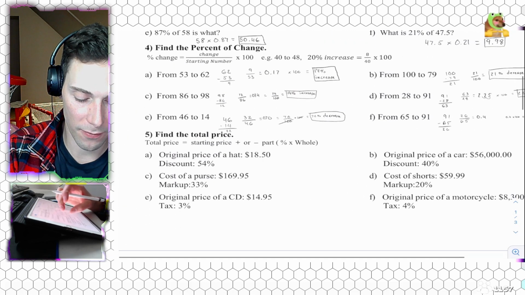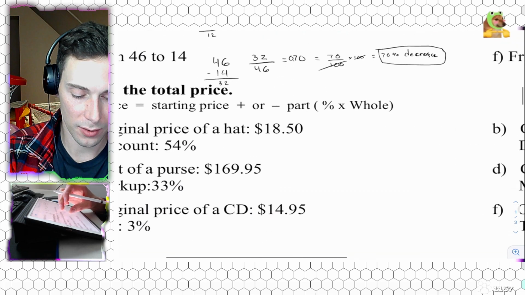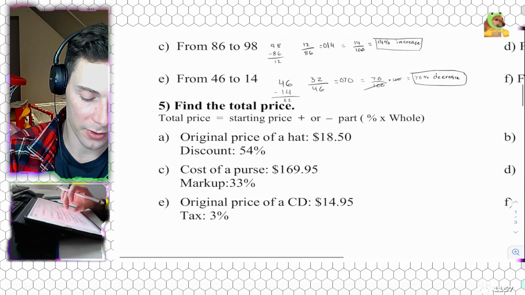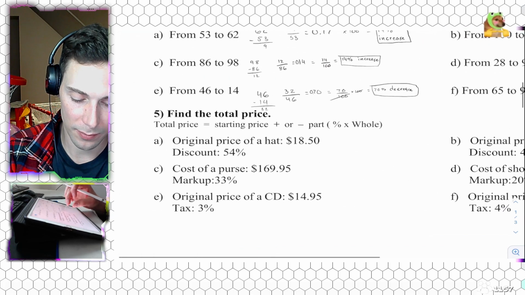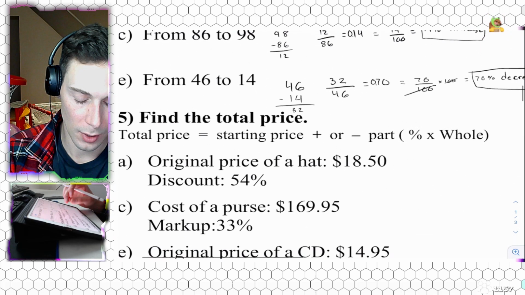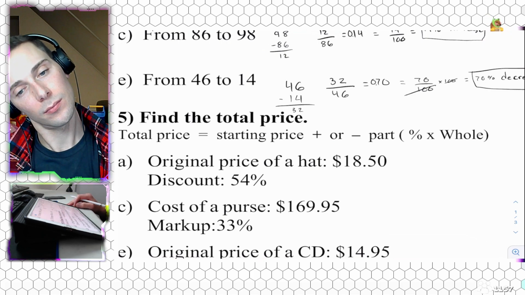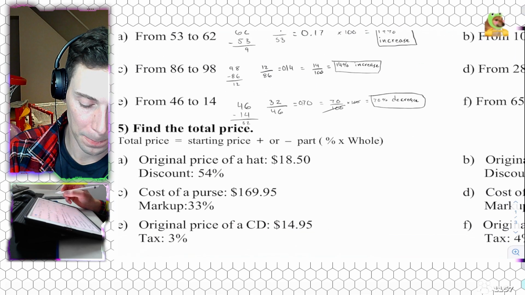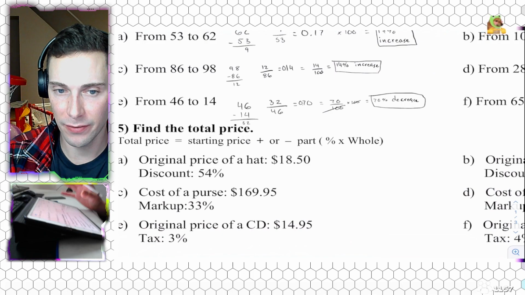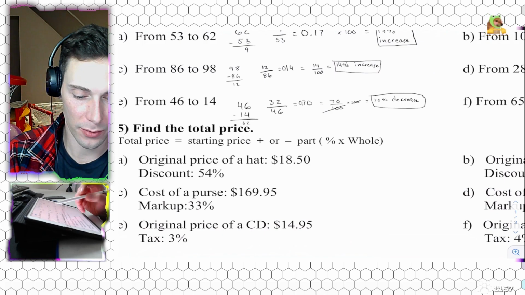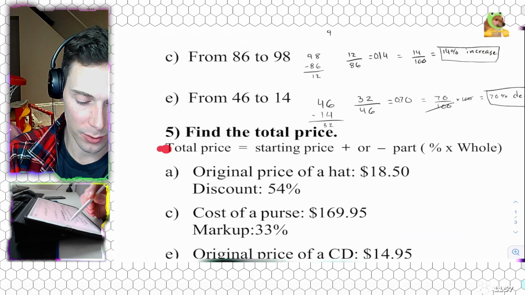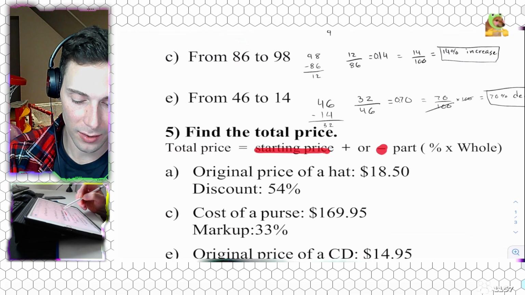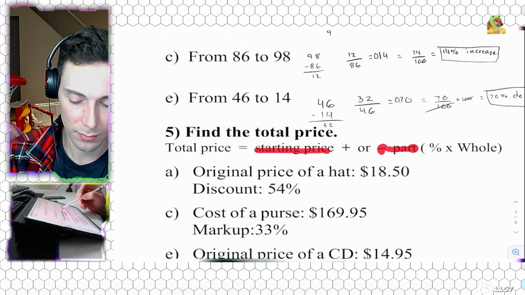Okay, question 5. Find the total price. So we have discounts, markups, and taxes. Discount, markup, taxes. 54% discount. Okay. So we're finding the part. The part is 54% of a total. Our total price is going to be the starting price minus the part. And the part is going to be equal to percent times whole.